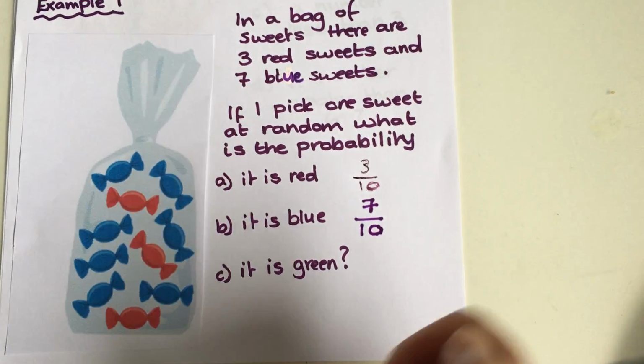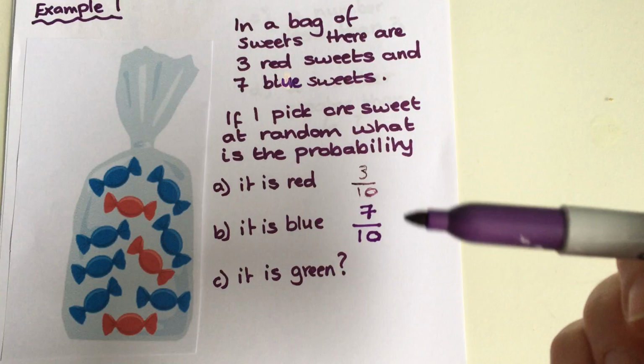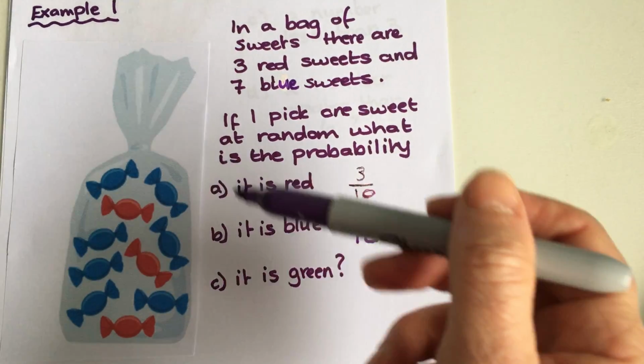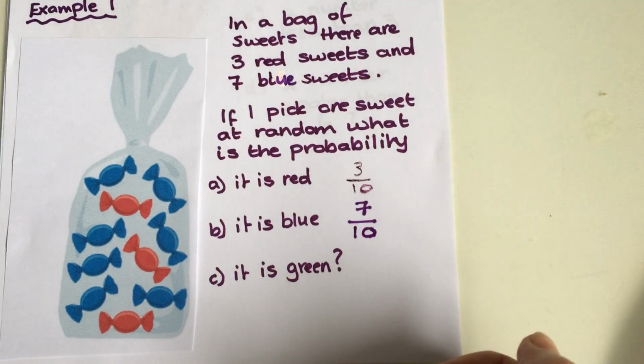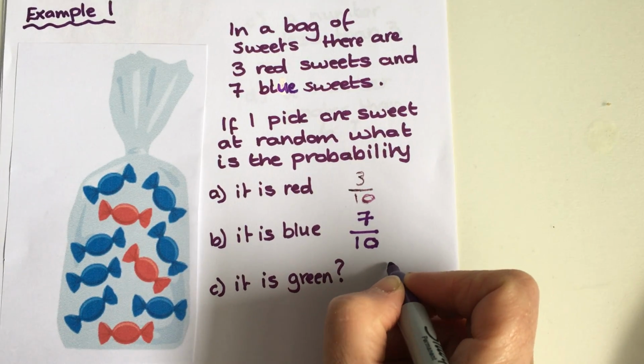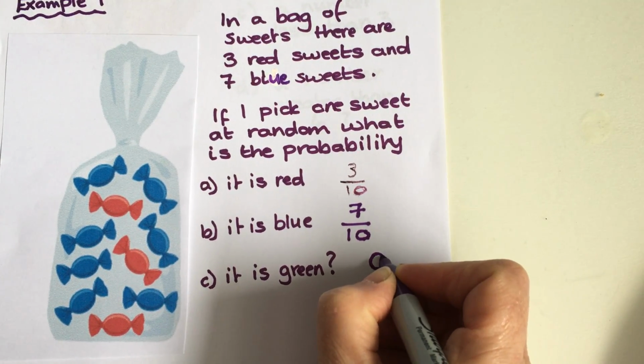Now, the third question asks, what is the probability if I pick a sweet out that it is green? We can see there's no green sweets there. So what we do, we say that's impossible, and all we have to do if it's impossible is write 0.